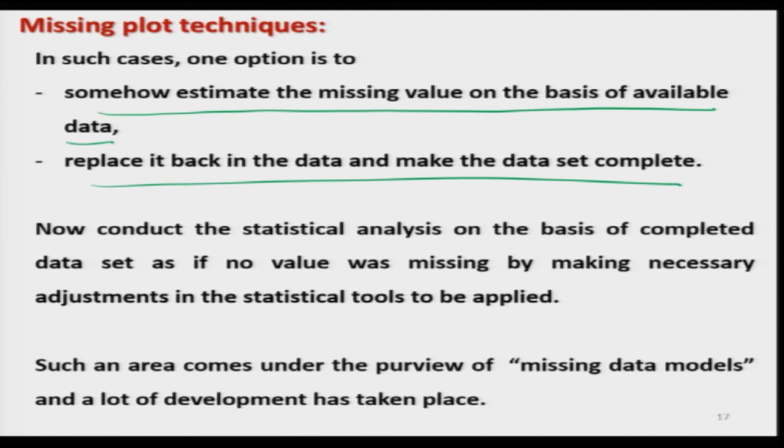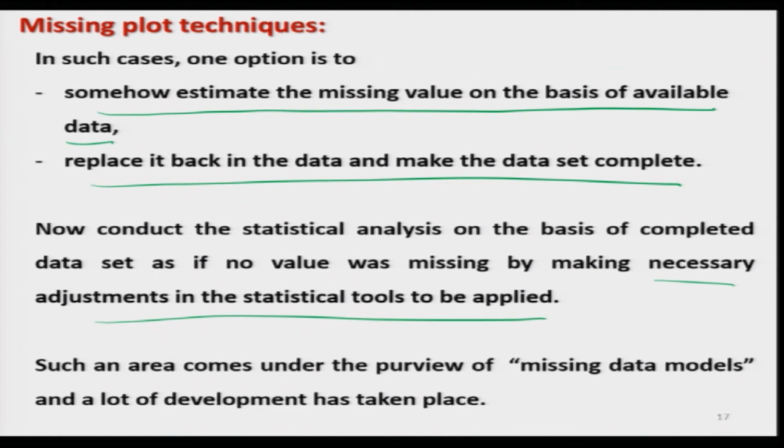Now we can conduct the statistical analysis on the basis of this completed data set, and we are simply going to assume that the data is looking as if all the data were available, but definitely we are going to estimate one value. So that is going to change the variability in the system and something about the statistical properties of the estimator, etc. So we need to understand those changes so that we can make the necessary changes in the statistical tools which we are going to apply.